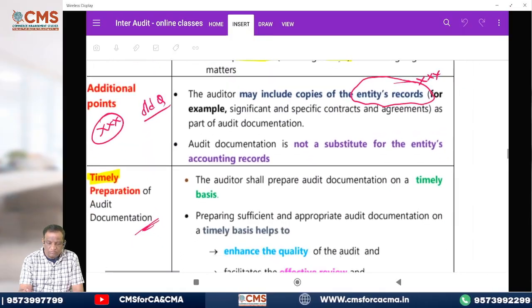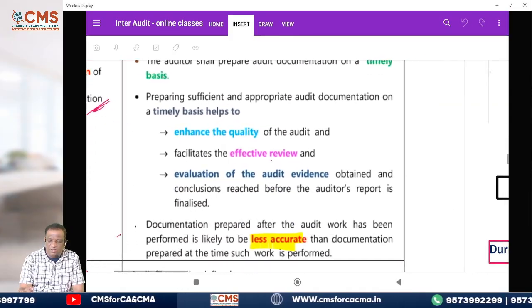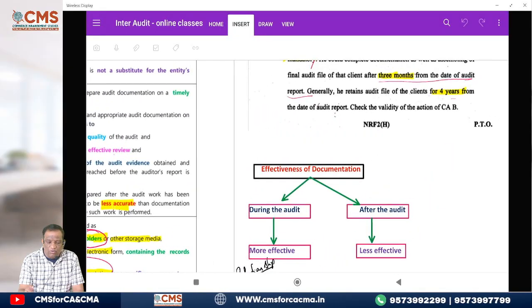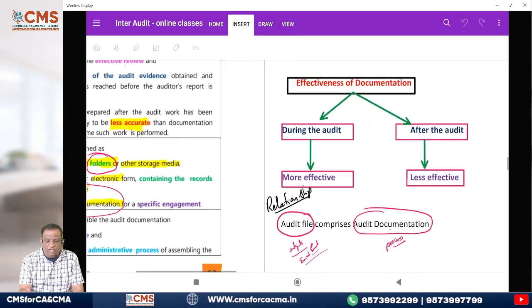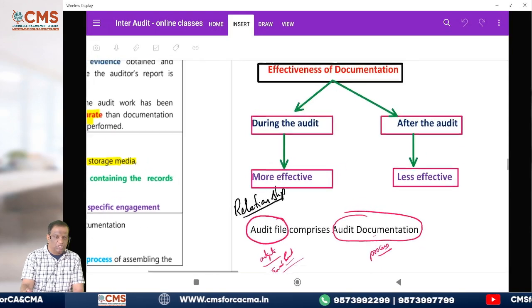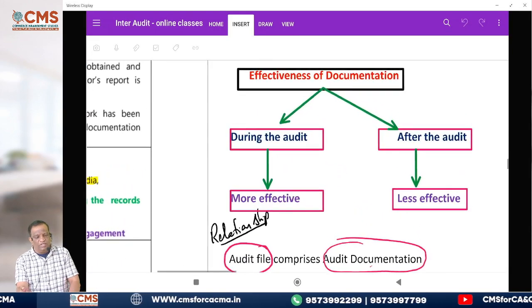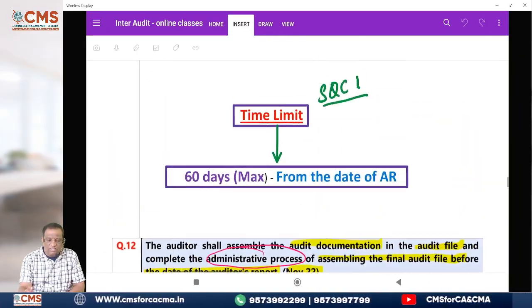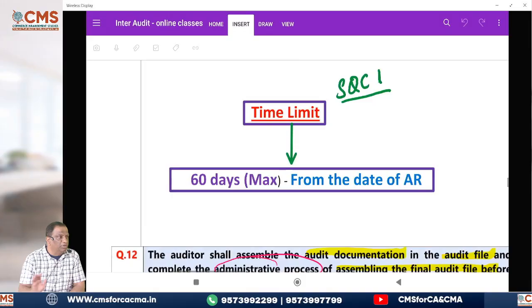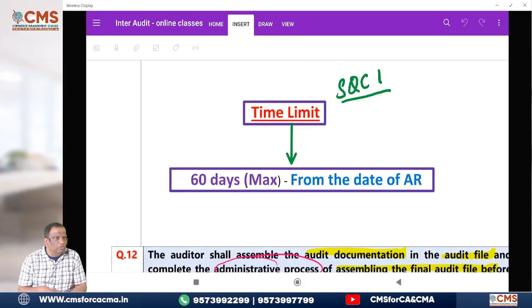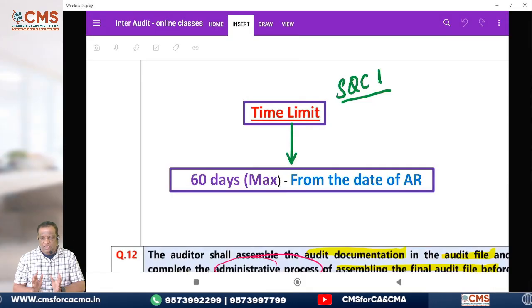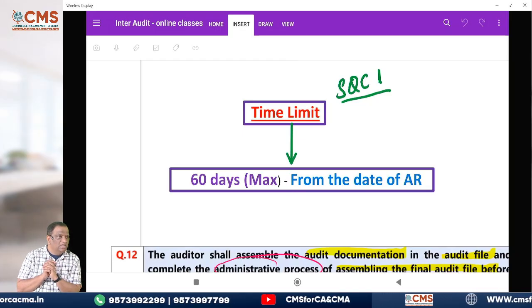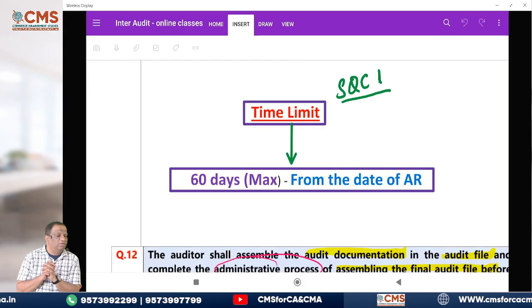Then I will directly go to the important part, where you may not be able to score. Let's say, when should I prepare this documentation? That is, should I do it during the audit or after the audit? But before that, first I have to talk about the time limit. Now, these are simple MCQs which you will be comfortable in answering. What is the time limit within which I have to prepare my documentation? 60 days. And 60 days from when? 60 days from the date of audit report.